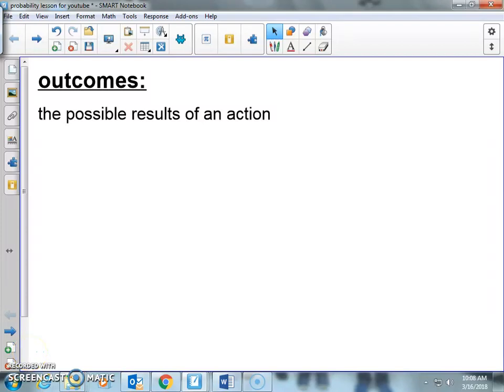Okay, so our goal here is to talk about different kinds of probability, specifically dependent and independent probability. But in order to do that, we got to first start by talking about outcomes. Outcomes are the possible results of an action. So if you're flipping a coin, there are only two outcomes, heads or tails. Okay? If you roll a die, there are 6 outcomes, a 1, a 2, a 3, a 4, a 5, or a 6. So that's what outcomes are.